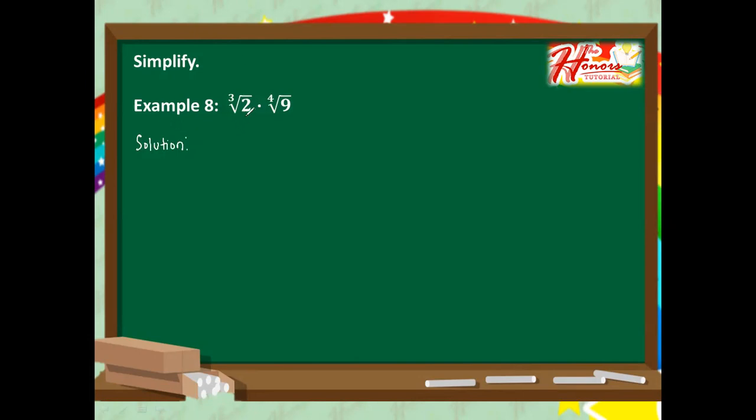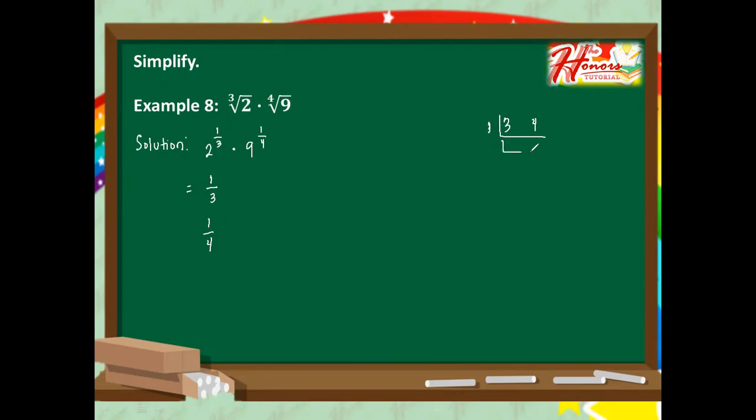Let's transform this into exponential form. So it will become 2 raised to 1 over 3 times 9 raised to 1 over 4. And then let's focus on the fractions first. So we have here 1/3 and 1/4. Let's write it vertically and then use the ladder method. So we have here 3 and 4. We are just using the denominators and then think of a prime number that can divide 3 or 4 or 3 and 4. So it is 3.